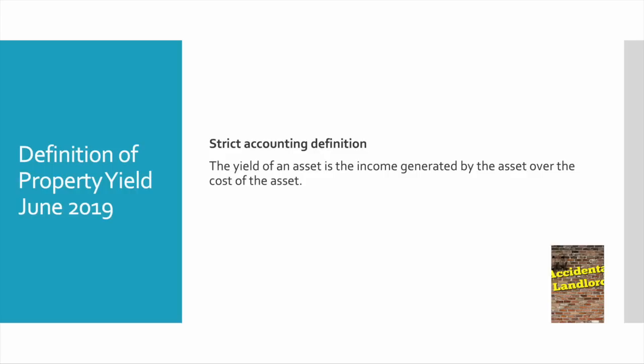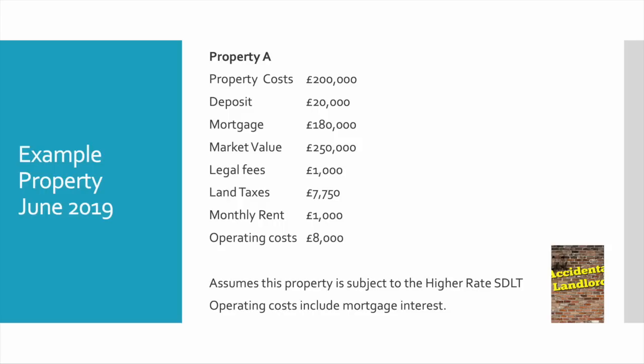But effectively what it's saying is, it cost me so much to buy this asset and I'm receiving so much income against this asset, so therefore I compare the two and I come out with a percentage. That effectively tells me how hard the asset is working. Now for this example, I've come up with a fictional property, property A. Now property A costs £200,000.